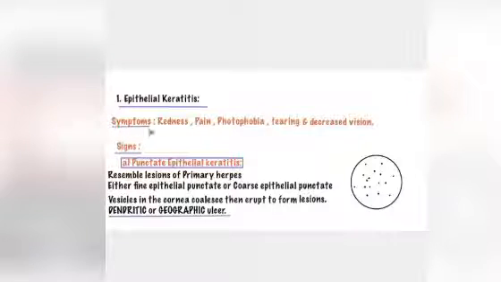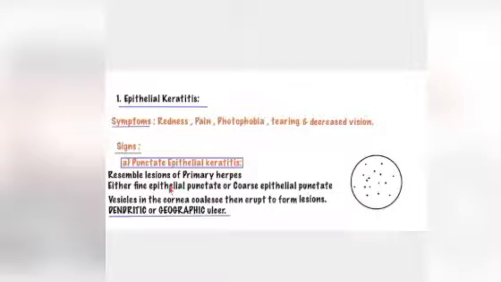So we have talked about the symptoms and the diagram. Next is about the signs, what the doctor gets from what the patient has said and what the doctor has seen. Signs include lesions that resemble primary herpes. Though it is a recurrent herpes infection, it resembles lesions of primary herpes because it is a very simple keratitis.